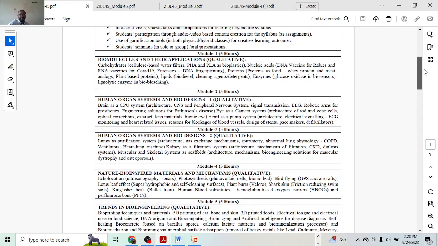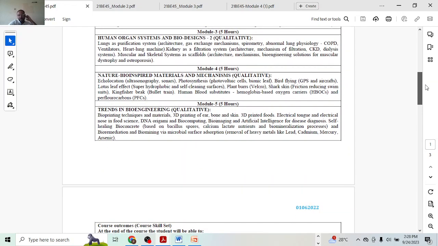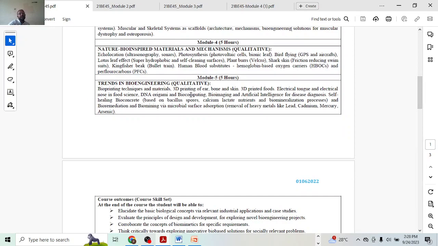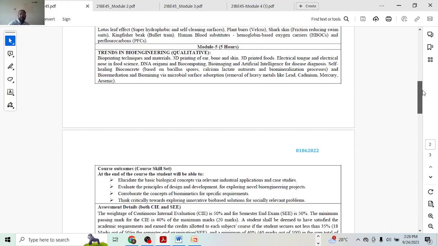All are almost qualitative here. Qualitative is mentioned because there are no solutions or exercises involved. So we have the trends in bioengineering, where we studied printing techniques, 3D printing techniques, ear printing, bone printing, skin printing. Then electronic tongue, electronic nose. DNA origami and biocomputing we studied. Then bioimaging with artificial intelligence, which helps in disease diagnosis. Self-healing bioconcrete we discussed. Then bioremediation and biomining via microbial surface adsorption also we discussed. All those things come under this module 5.